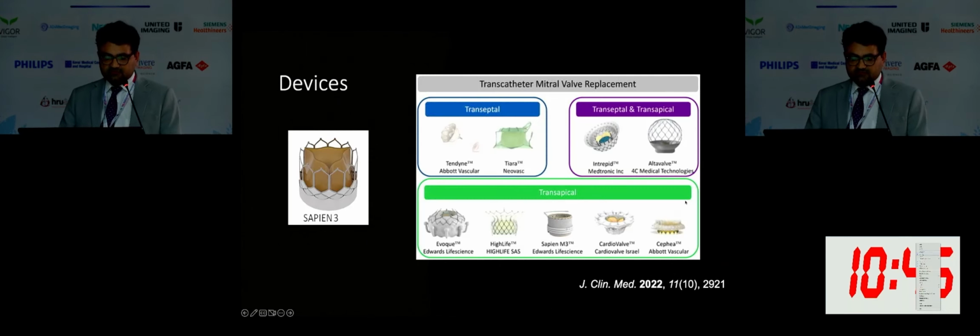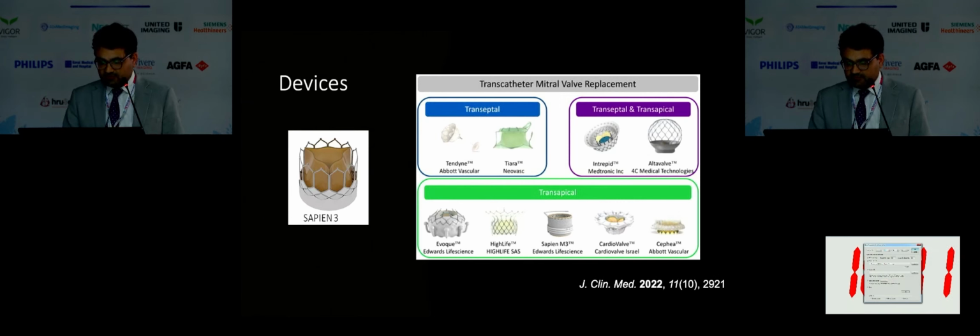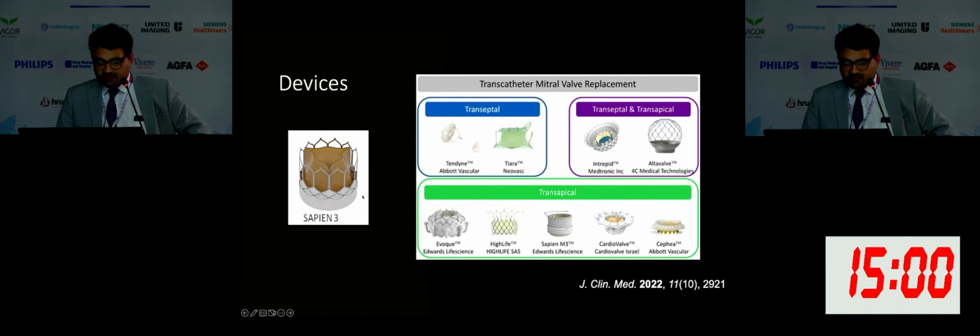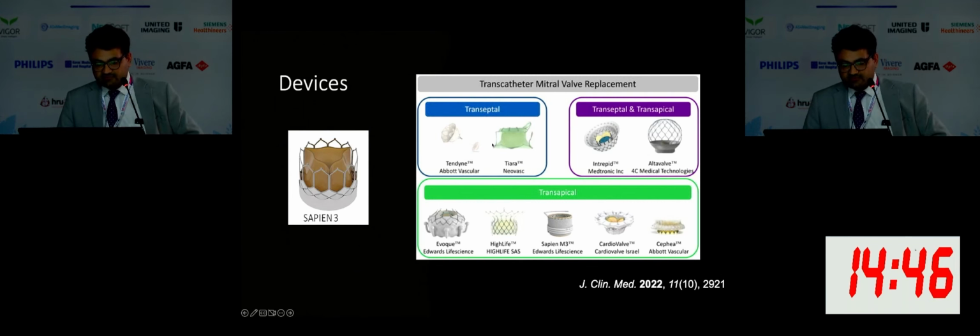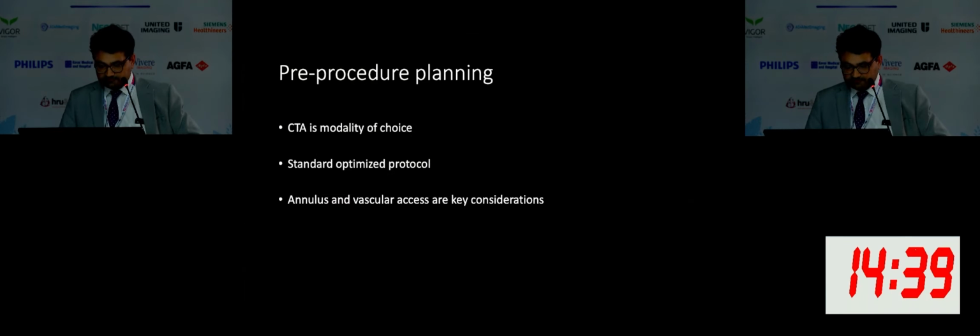Looking at the devices, there are a large number of devices available, and the number is growing every year. But the one that is approved by FDA is the Edwards Sapien 3 device. All the others are mostly in trials, and they're not currently approved by FDA. But devices can have a preferred route of deployment. Some are favored to be delivered by transseptal, some can be delivered by both, and some can be just transapical.